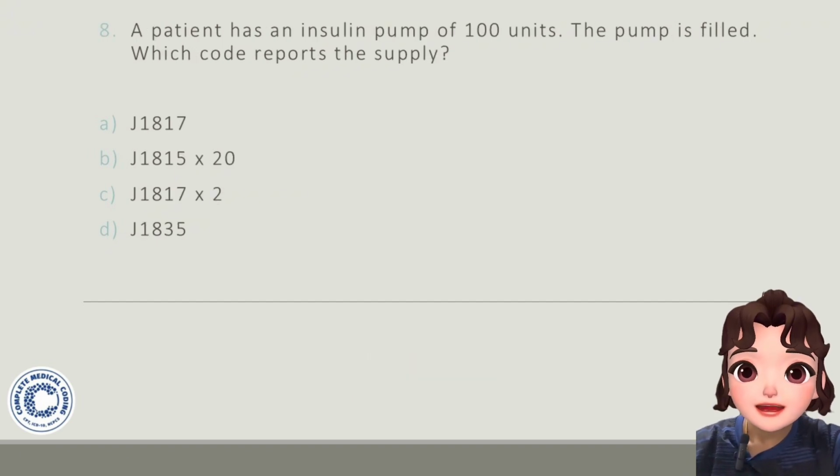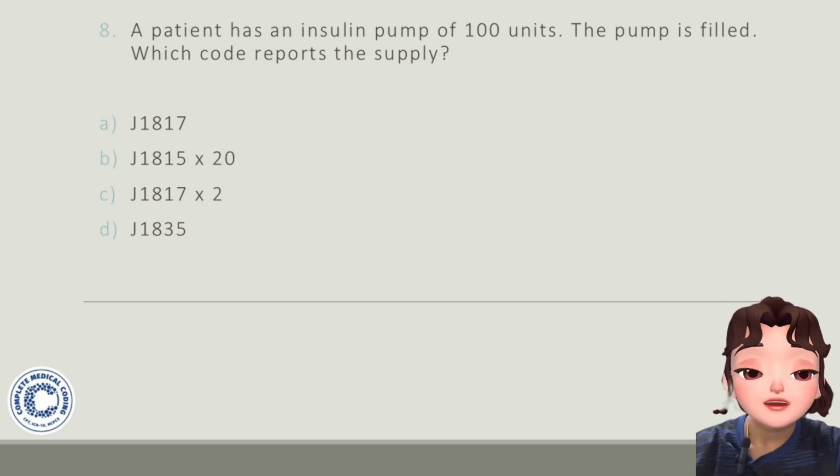Now moving on to 8th question. A patient has an insulin pump of 100 units. The pump is filled. Which code reports the supply? So insulin pump, we need to code. What is option A?